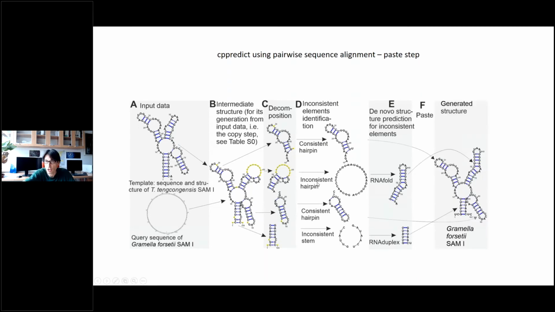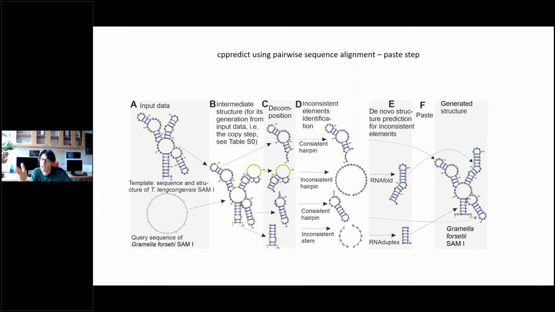And then these newly predicted elements are merged together with consistent elements, and they form the resulting predicted structure, which is in this case, you can see, pretty similar. They are homologous molecules, and yeah, the only difference is in the length of the stem and in this hairpin. So this is the principle of the prediction.